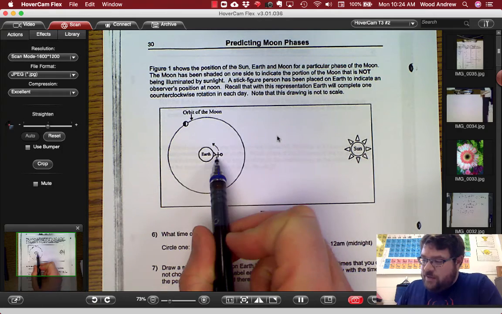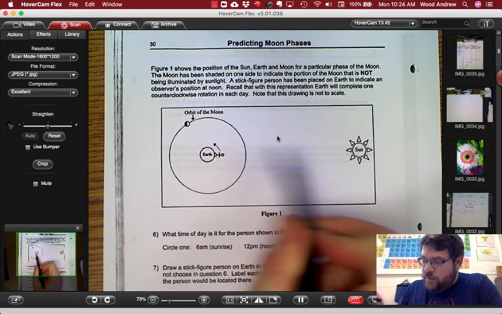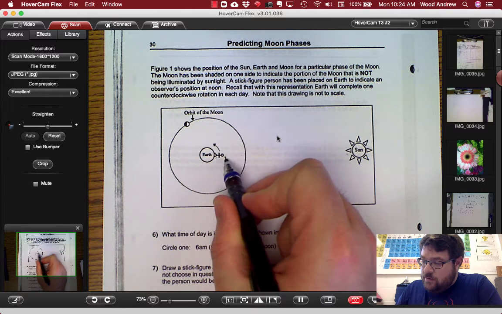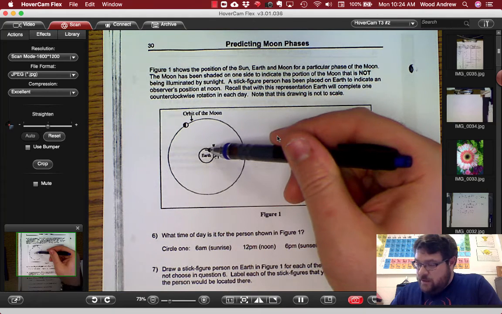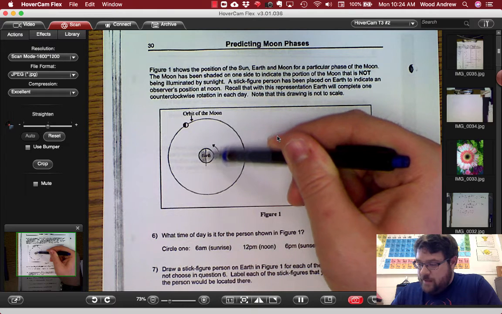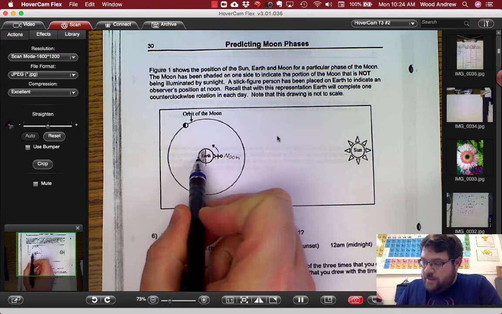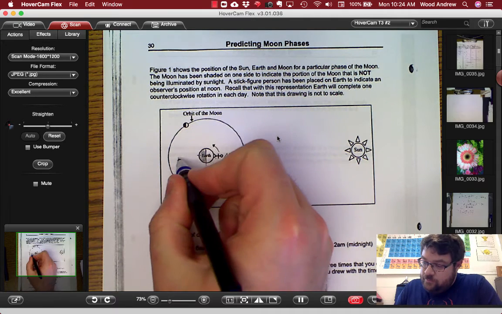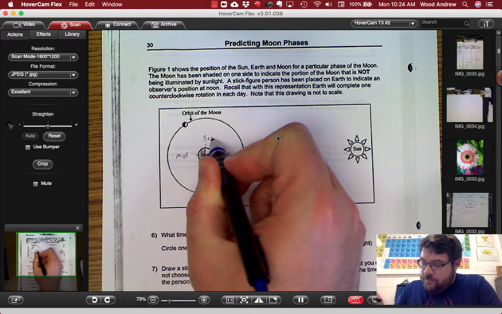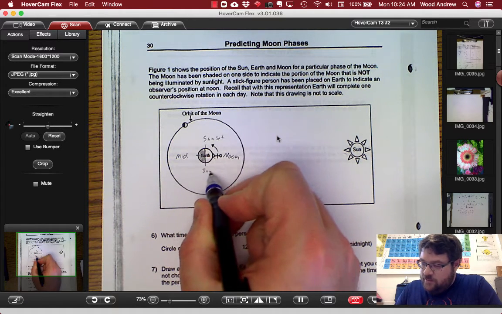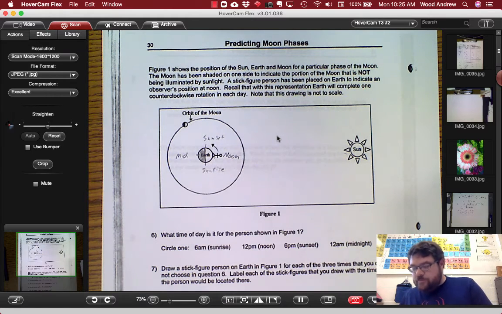Right now, if we have an observer right here and the sun is directly overhead, that's going to be noon, right? Because here is the day-night line. This side will be dark, right? Nighttime. So if that's noon, what is this? Midnight. So that means this would be sunset. This would be sunrise. Looks a little different than the simulation because the sun is on the opposite side.